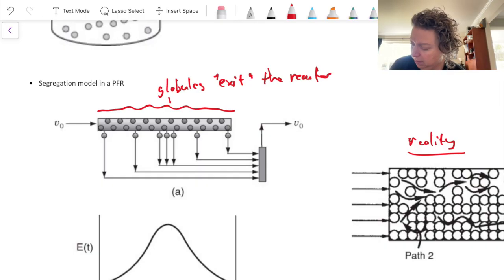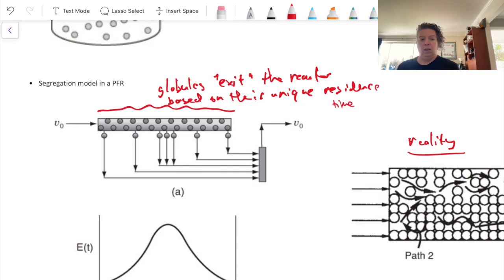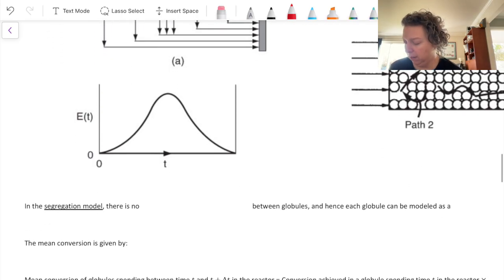Based on their unique residence time. So both of these give rise to a residence time distribution, which might look something like this here. Okay, so more on these two models.